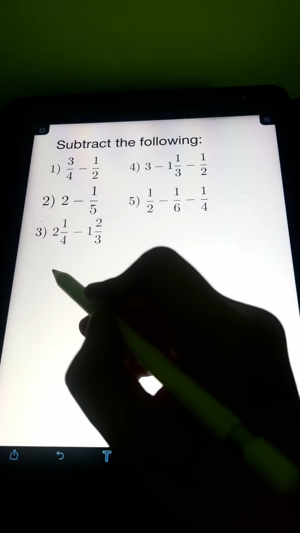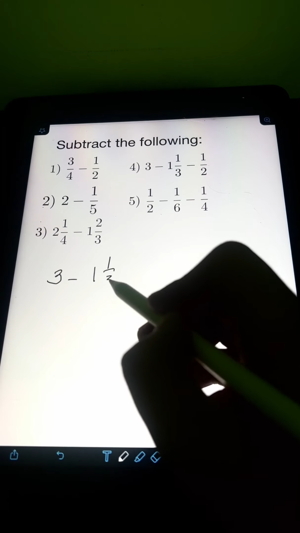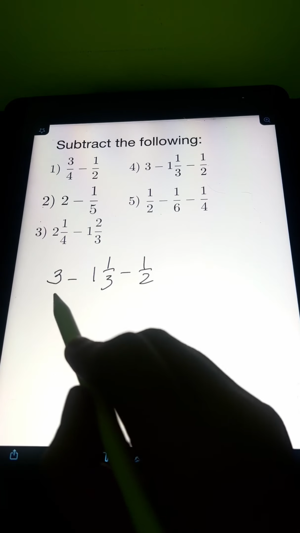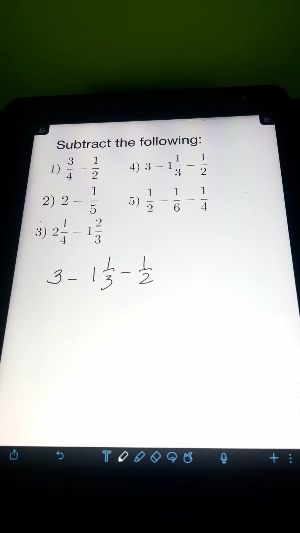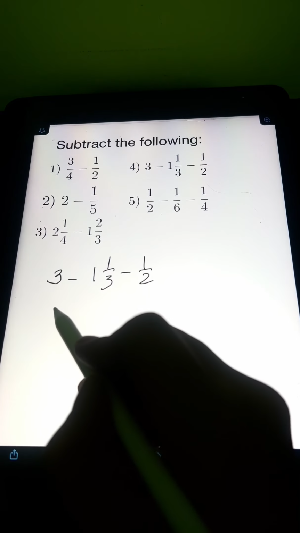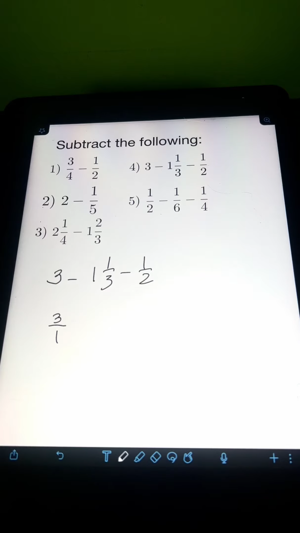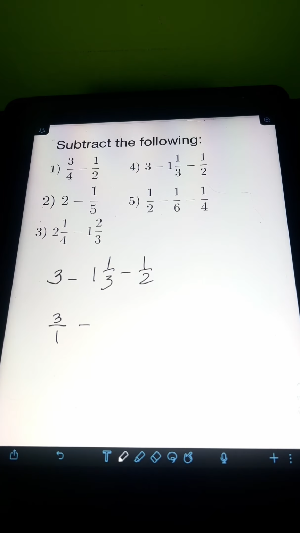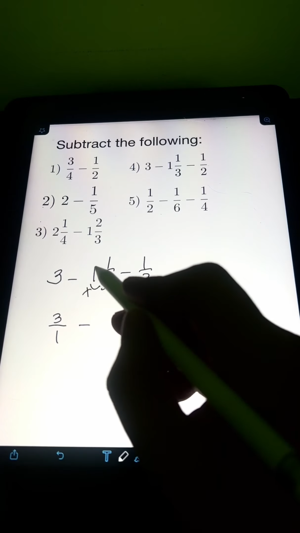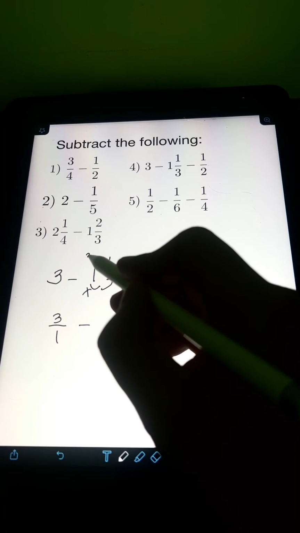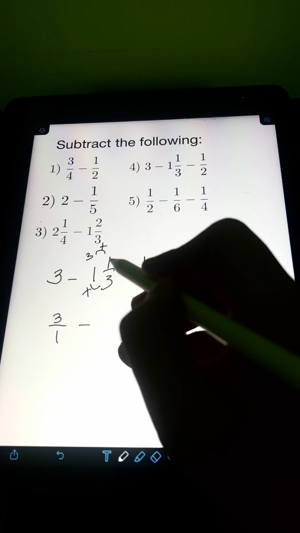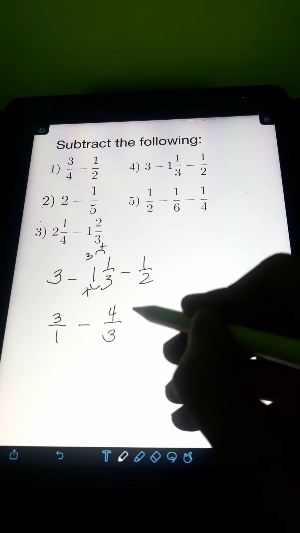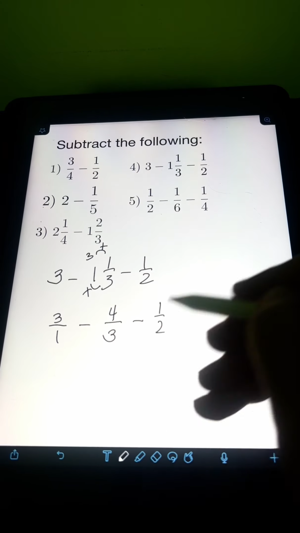Next, for number 4, we have 3 minus 1 and 1/3 minus 1/2. Okay, so we have a whole number minus a mixed number minus a fraction. So again, for the whole number 3, make that as a fraction by having a denominator of 1. Then minus, for 1 and 1/3, transform to improper fraction. So multiply 1 times 3, that's 3. Add the product to the numerator 1. 3 plus 1, that's 4. Then copy the same denominator of 3. Then minus 1/2, just copy.